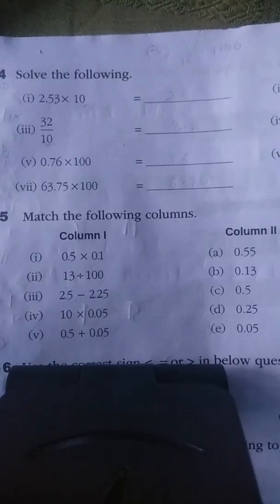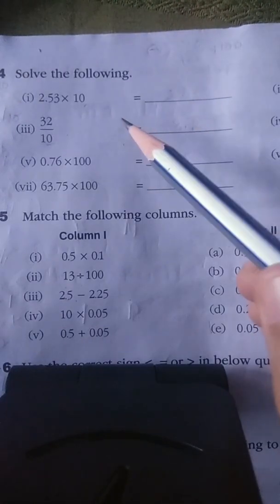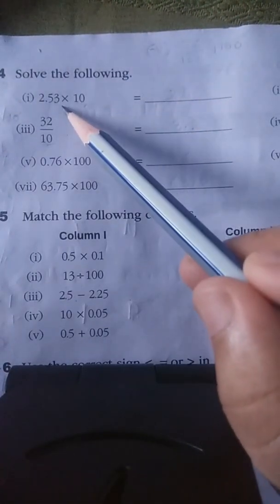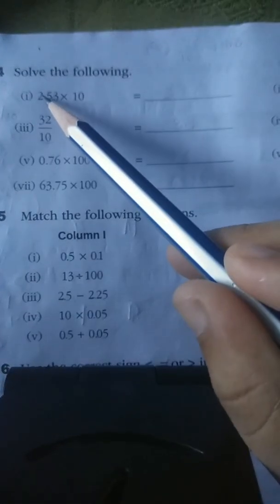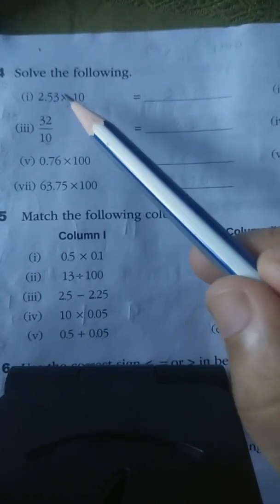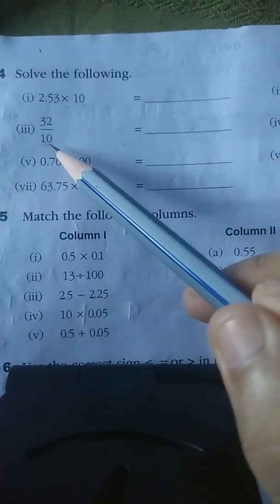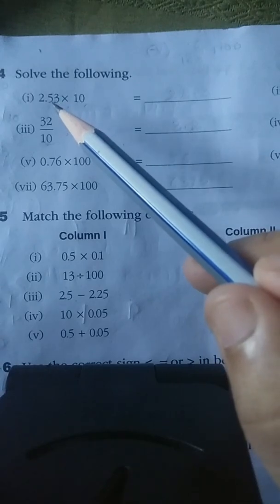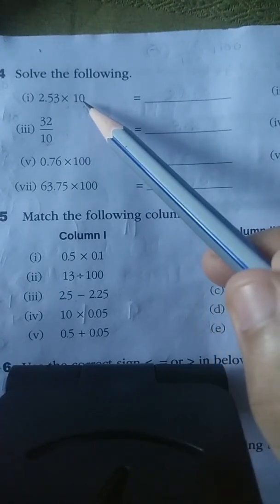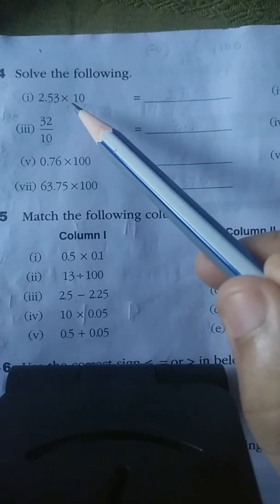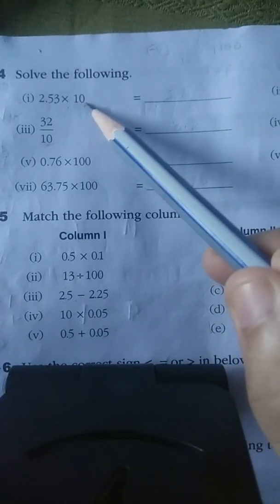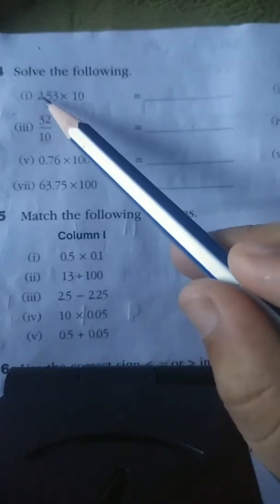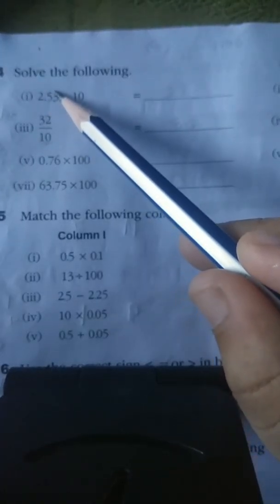Okay, now question number 4, solve the following. There are two concepts here. We have multiplication. If the number is in multiplication, then the decimal point will shift towards right side, and if the number is in division, then the decimal point will shift towards left side. Now you have to see that the number which is in multiplication is having how many zeros. Okay, so there is only one zero here, so decimal point will shift towards right side.